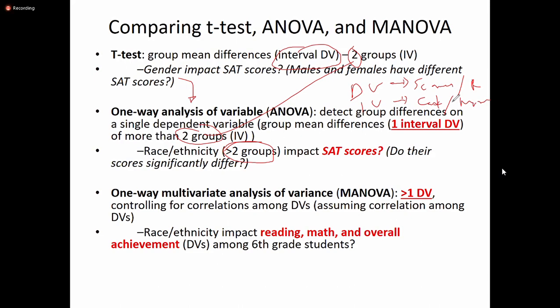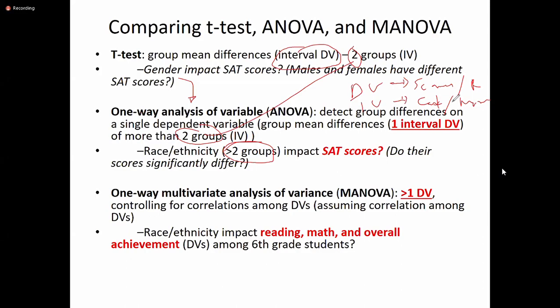Okay, this is what makes uji beda different from uji korelasi. In uji beda, we do have DV in the form of scores and IV in the form of nominal type of data, but in uji korelasi, we do have scores for both DV and IV. But we are not going to have a look at uji korelasi for now. We are going to have a look at MANOVA.